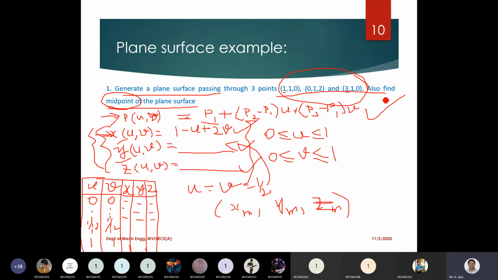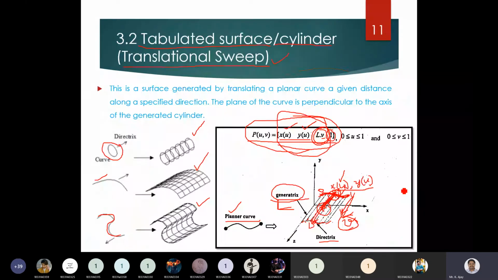And depending on the question further, it is also asking you to find the midpoint in this question, right? If the midpoint is asked, you just need to substitute u equal to v equal to 1 by 2. Why? Because u and v both are varying between 0 to 1, so midpoint means half, 1 by 2. By substituting u, v as 1 by 2 in the above x, y, z scalar form equations, you can get the corresponding coordinates of the midpoint. As simple as that.